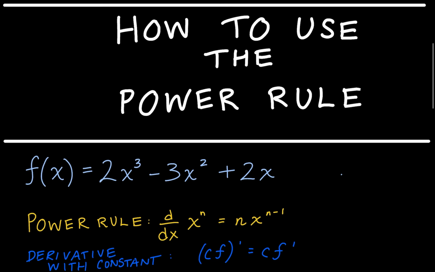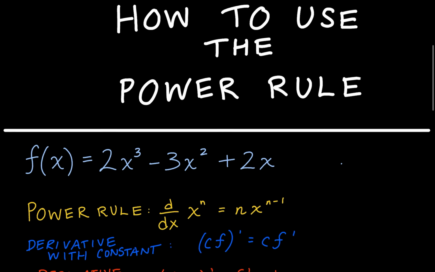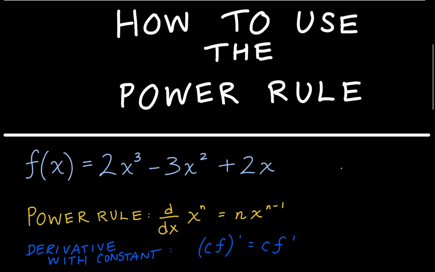Here's another useful trick or rule. If you're taking the derivative of a constant times a function, that's what this prime indicates, then all you really need to do is take the derivative of the function and just multiply by the constant.